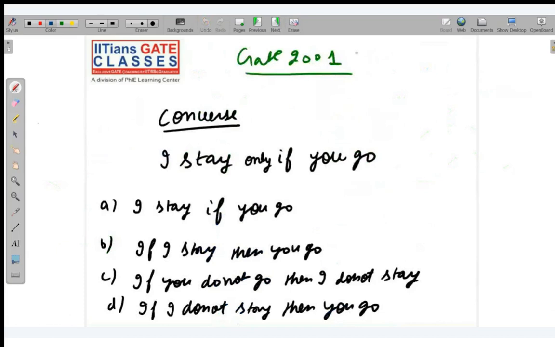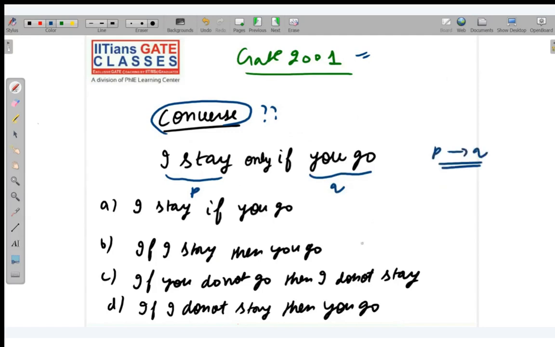Now I am starting the GATE 2001 question. What is it saying? "I stay only if you go," and they want the converse of this statement. Let me say: "I stay" is P, "you go" is Q. So "I stay only if you go": the direction will be P implies Q. Now try to find the converse. P implies Q is direct. The converse is Q implies P. This is direct, this is the converse.